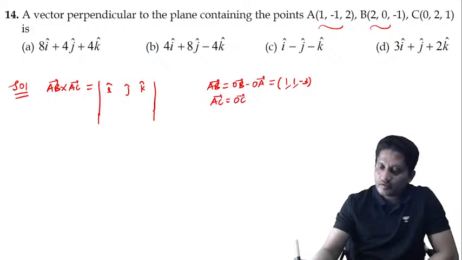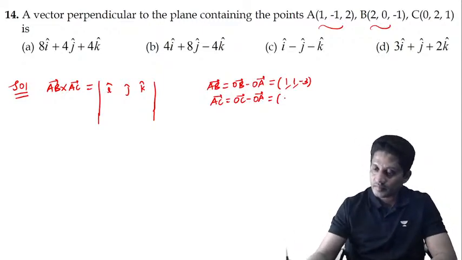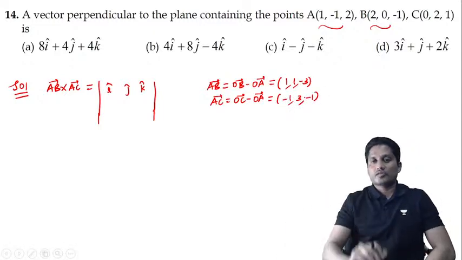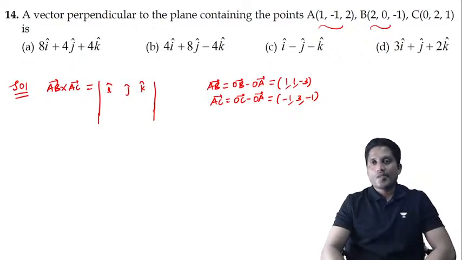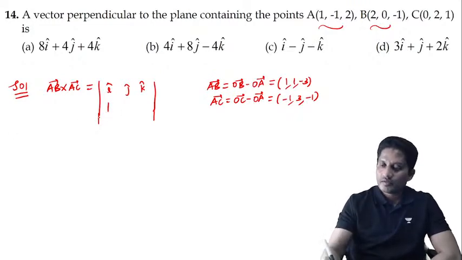This is position vector of C minus position vector of A, right? OC minus OA, if I subtract, you will get this as minus 1 plus 3 and 2 minus 1 is minus 1. Sorry, 1 minus 2 is minus 1. Now if I substitute the values, this is 1, 1, minus 3 and minus 1, 3, minus 1.